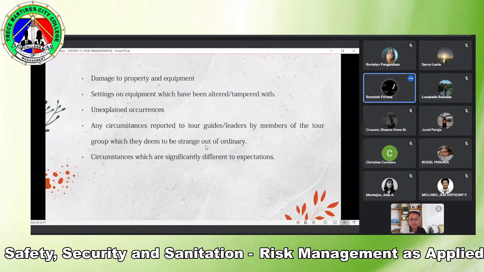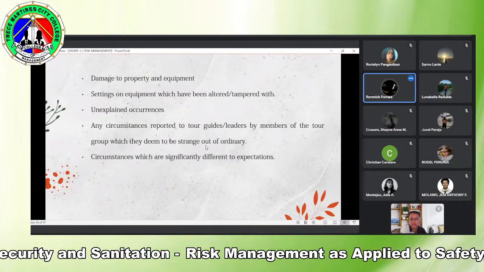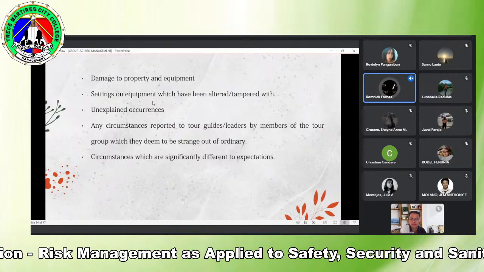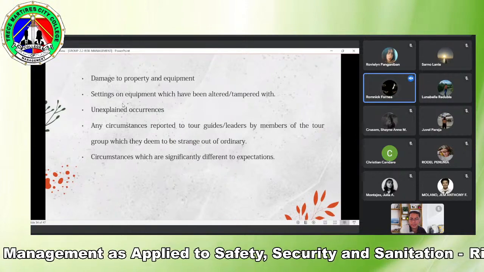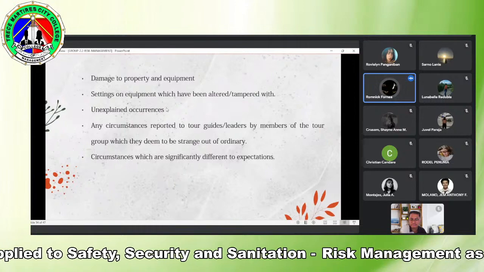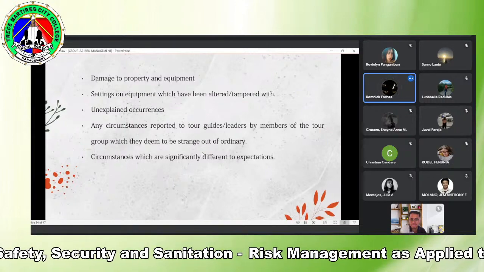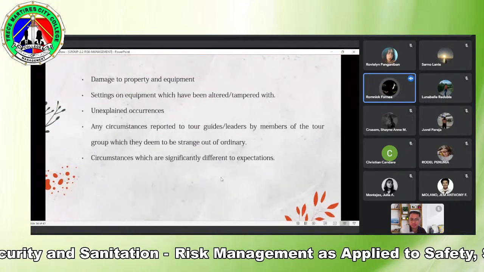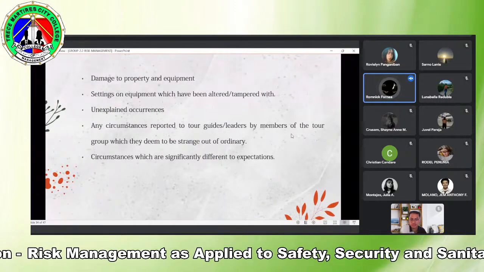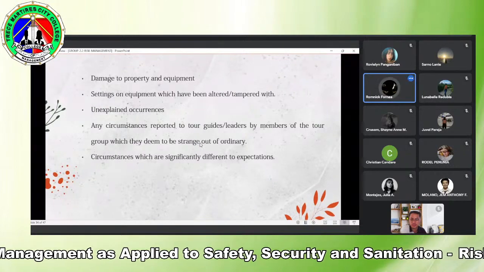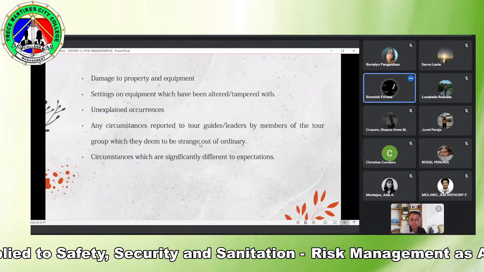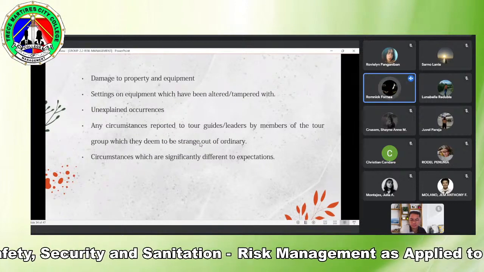Damage to property and equipment. Next, settings on equipment which have been altered, tampered with. Next is unexplained occurrences. Siguro ito naman yung mga hindi mo maipaliwanag na pangyayari. For example, mapapatanong ka na lang siguro sa sarili mo na bakit, paano at saan. Bakit, paano at saan nangyari itong ganito, saan nanggaling.